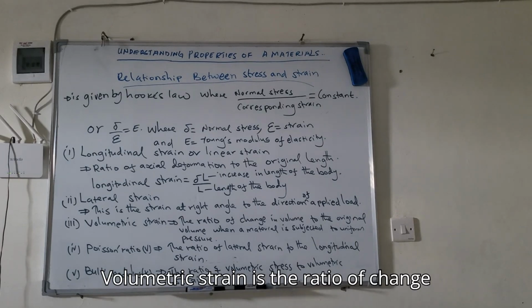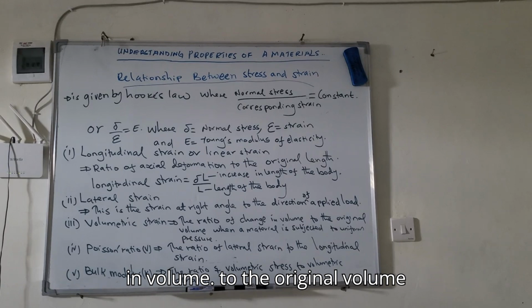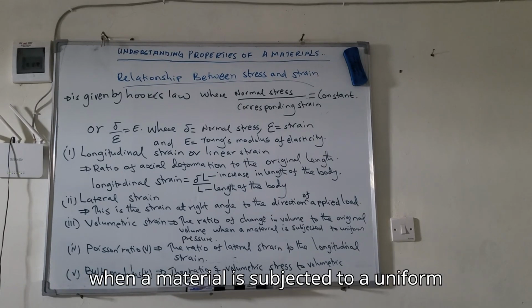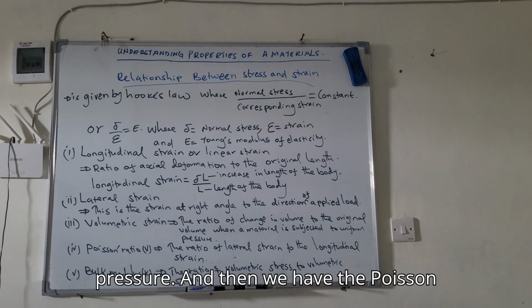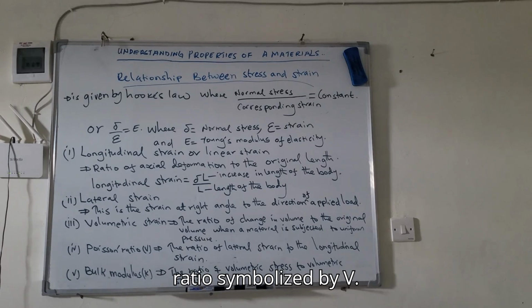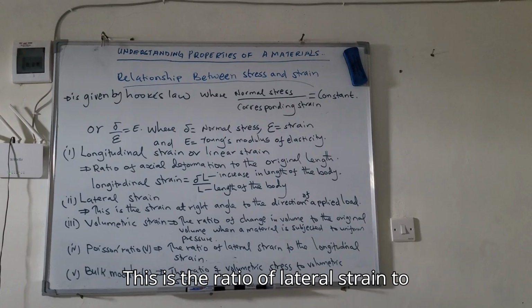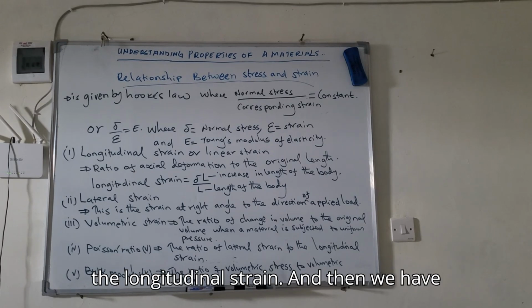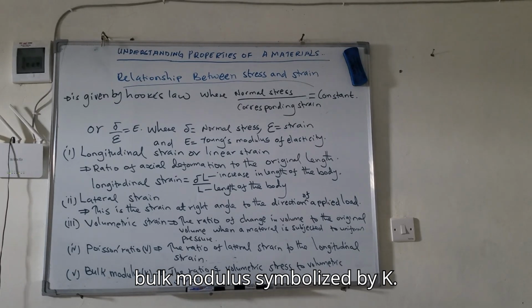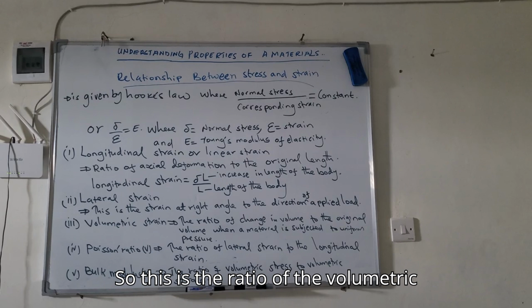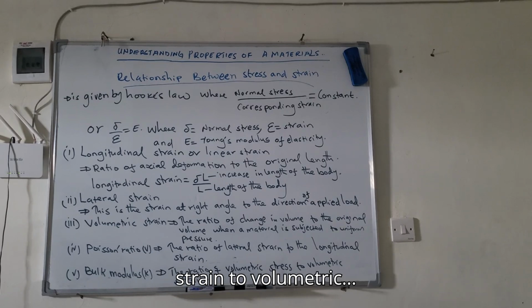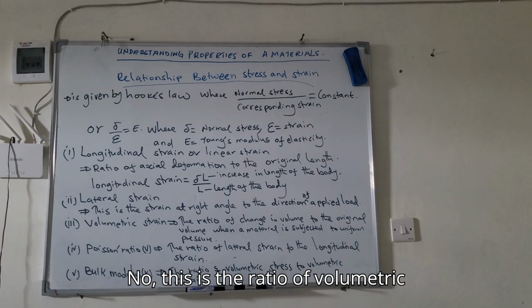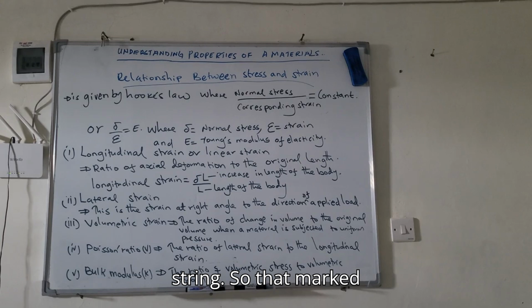Volumetric strain is the ratio of change in volume to the original volume when a material is subjected to a uniform pressure. And then we have the Poisson ratio, symbolized by V. This is the ratio of lateral strain to the longitudinal strain. And then we have bulk modulus, symbolized by K. This is the ratio of volumetric stress to volumetric strain. So that marked the end of understanding properties of a material.